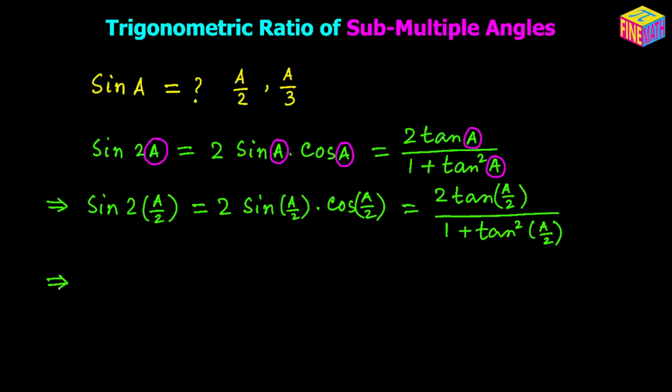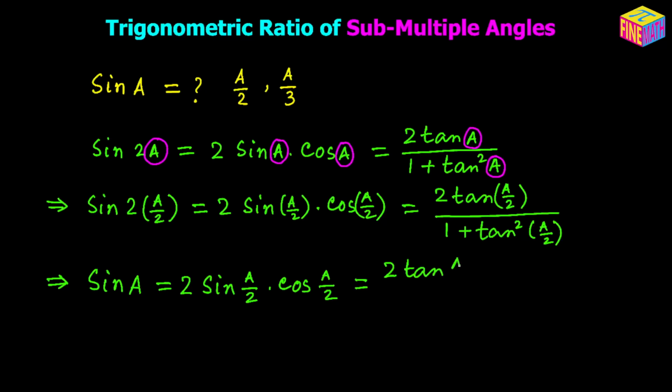From here you can see that sine of 2 times half of A is actually sine of A, because the 2 in the numerator and the denominator will cancel each other. So we will be left with sine of A is equal to 2 times sine of half of A times cosine of half of A, and that is also equal to 2 times tangent of half of A over 1 plus tangent square of half of A. So now you see that we have been able to express the value of sine of A in terms of its submultiple angle, which is half of A, right?